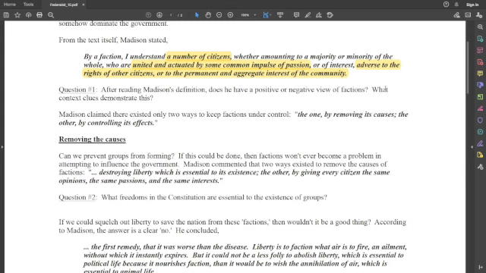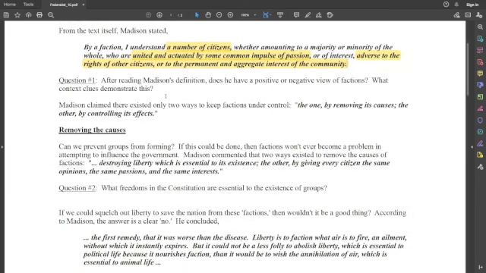All right. Now, question number one here, and like I said, we're going to type some things in. After reading Madison's definition, does he have a positive or negative view of factions, and what context clues demonstrate this? What do you think? Does he have a positive or negative view of factions? Definitely a negative view, but why is that? What leads you to believe that?